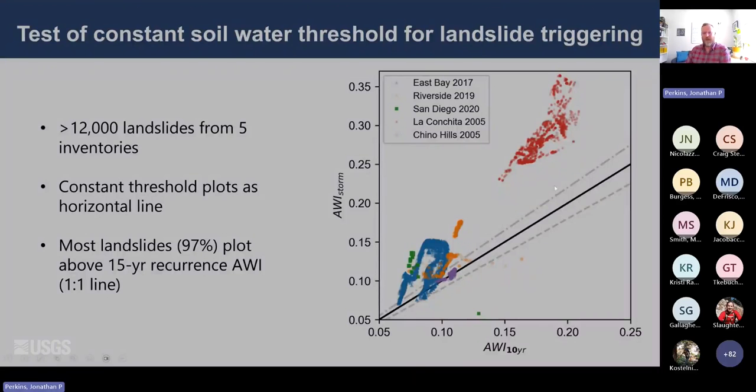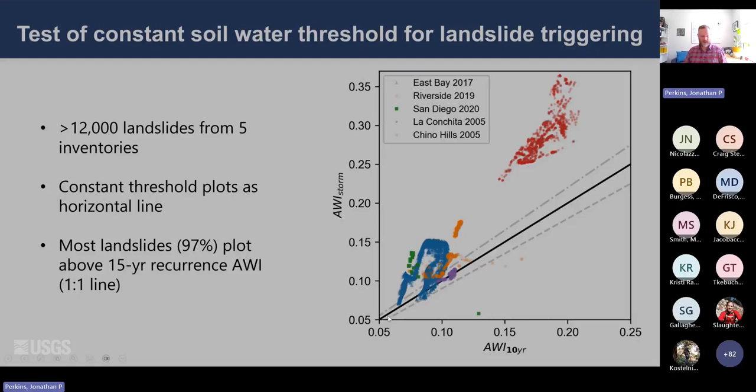That's in purple. The triggering AWI for the landslides is shown on the y-axis, and the 10-year recurrence interval AWI is shown on the x-axis. This bold line is the one-to-one line. It's scaled a little differently so I can include this population up here. But you can see that 97% of the storms in these roughly 12,000 landslides plot above this 10-year recurrence interval threshold.